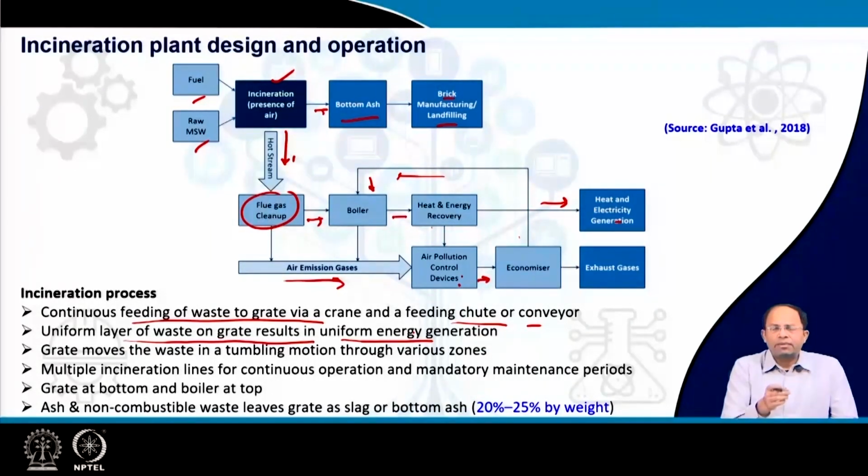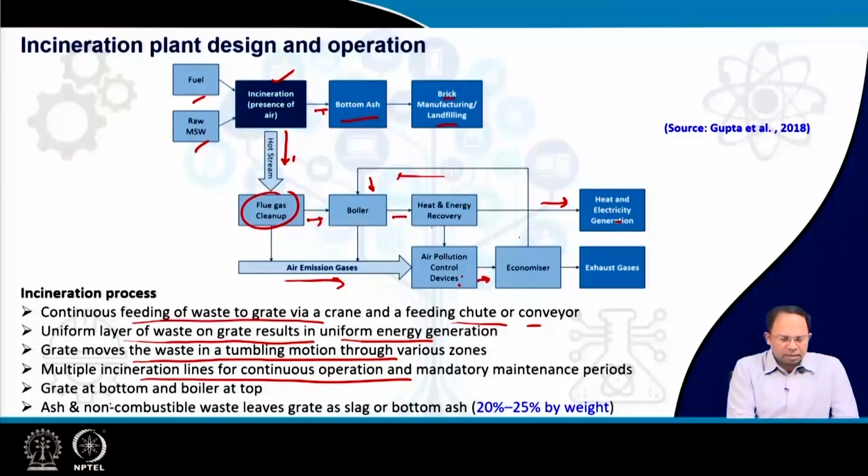There are different designs of these incinerators, of course, but the idea is to spread the waste over this particular surface and the waste gets burned. The grate moves the waste in a tumbling motion through various zones, so eventually it passes through the entire grate and then the waste converts into ash. Multiple incineration lines can be set up, and that will result in continuous operation: when one line is being maintained, the others keep on operating.